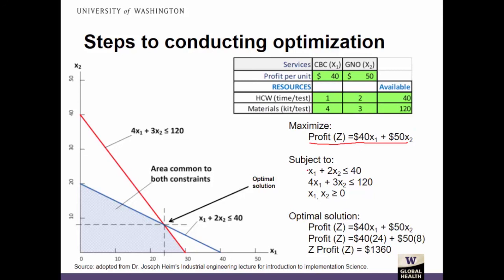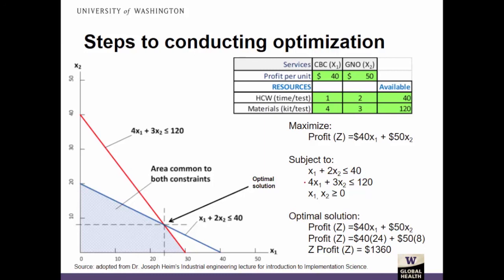However, these are subject to constraints. So our first constraint is that X1 plus 2X2 has to be less than or equal to 40. Where do you think that equation comes from? How do we get this constraint to put in here? So this constraint comes directly from the table: it costs 1 healthcare worker time unit for each complete blood count and 2 for each genomic test. So X1 and 2X2 have to be less than or equal to 40 because we only have 40 healthcare worker time units available, right?